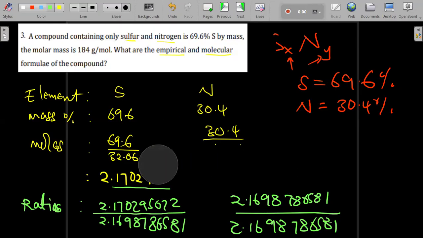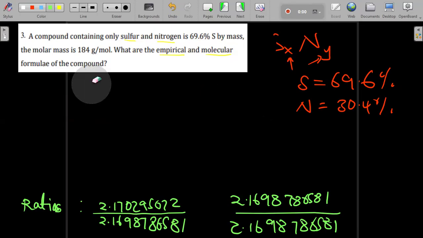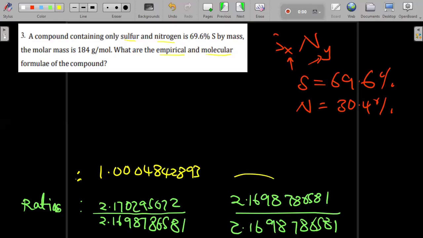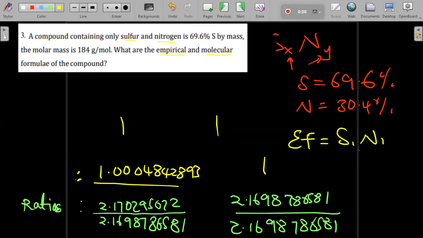All right, so when we divide this, what are we going to get as our ratios? Let me erase the one that I have above. When I divide this, I'm getting 1.0004842893. And when I divide this, since it's the same number, we're expecting to find 1. So the ratio is just 1 to 1. If I round this off, it will just be 1. So our empirical formula is going to be S with a 1 and nitrogen with a 1. But if it's a 1, we don't write it, so we just write SN like that.